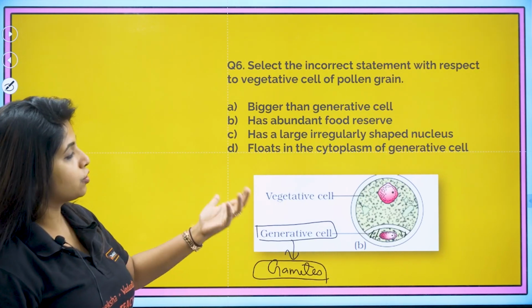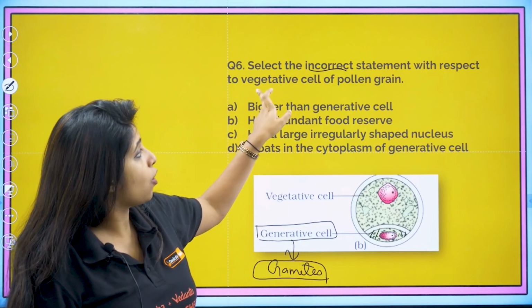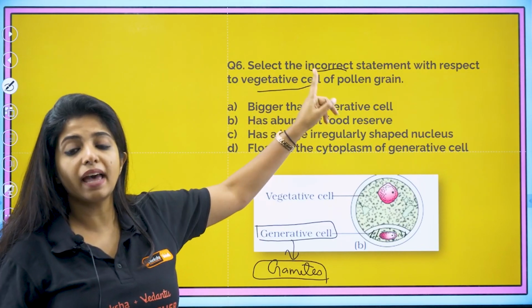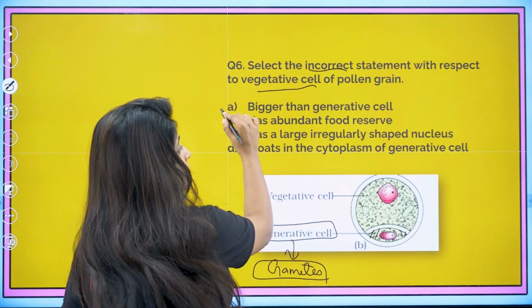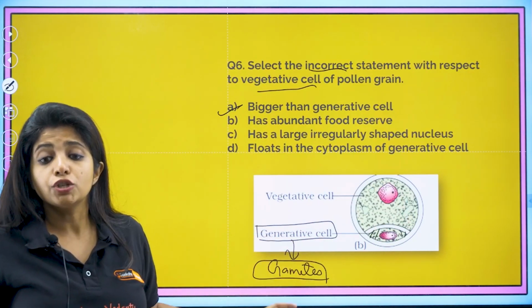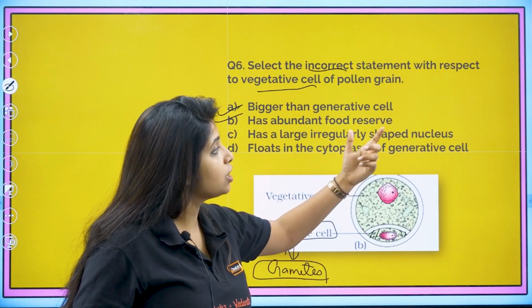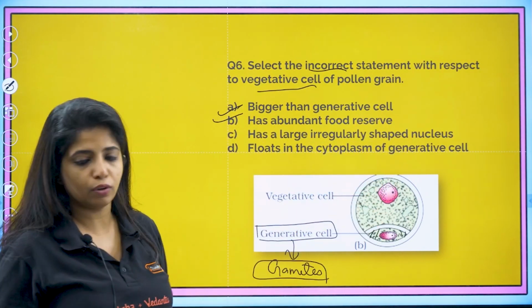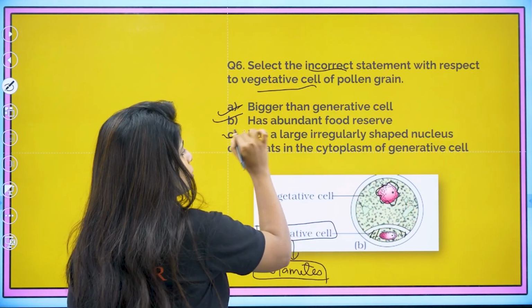So now you tell me what is wrong. You have to find the incorrect statement with respect to the vegetative cell of the pollen grain. It is bigger than the generative cell. Is the vegetative cell bigger than the generative cell? Yes. Has abundant food reserve. Does it have? Yes, and it provides nourishment to the generative cell so that they can form gametes. Correct. Has a large irregularly shaped nucleus. That is not clearly visible over here, but they actually have an irregularly shaped nucleus. So this is also correct.